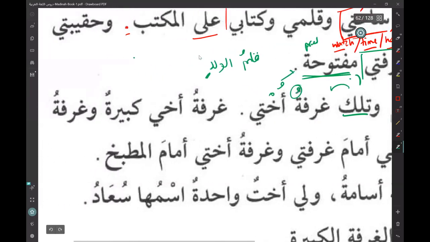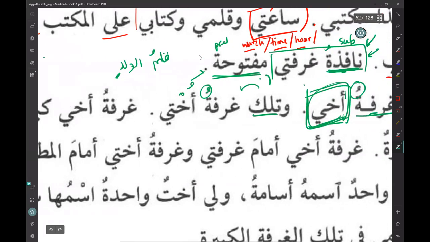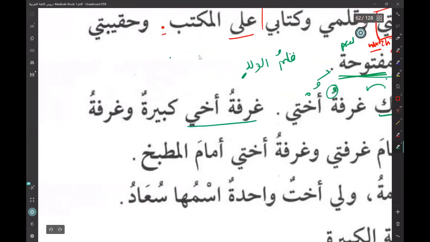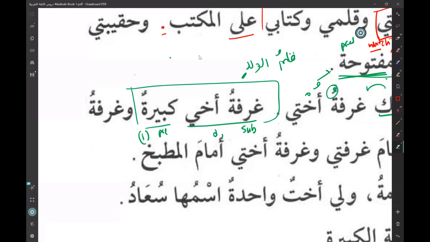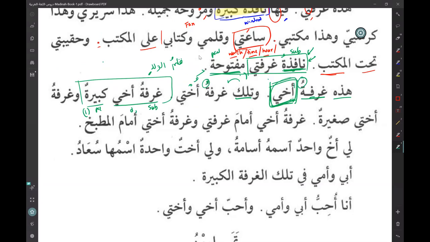Now, then we have ghurfatu akhi kabiratun. It's almost like the sentence we had, right? So this is your subject, and this is your predicate, and this is definite, and this is indefinite. So this is one sentence: ghurfatu akhi kabiratun. My brother's room is, or the room of my brother is big. Wa ghurfatu ukhti saghiratun. Okay, simple stuff, guys. Ghurfatu ukhti saghiratun. So my sister's room is small.